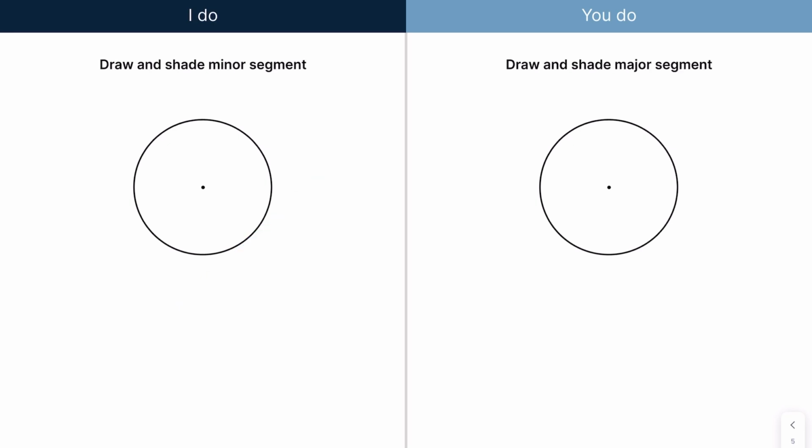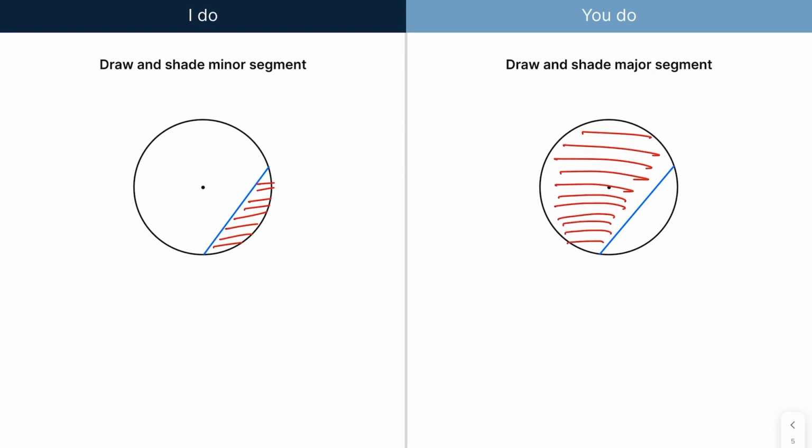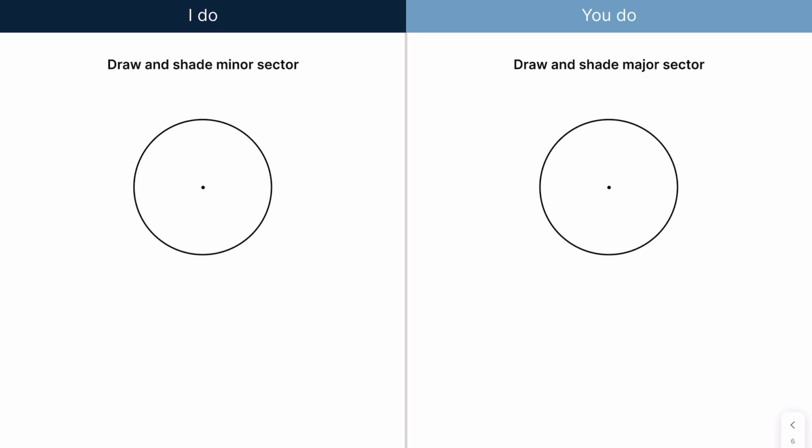Now it says shade the minor segment. So first we need to draw it. So to draw a segment, you could just draw that. So you draw a chord and then you shade in the minor segment. So the minor is the small part. And on the right, it says draw and shade the major segment. So again, you draw a chord. You can draw a chord however you like. Just connect 2 points on a circle together. And now it says the major segment. The major is the big bit. Okay, so step 1, draw a chord. Step 2, shade it.